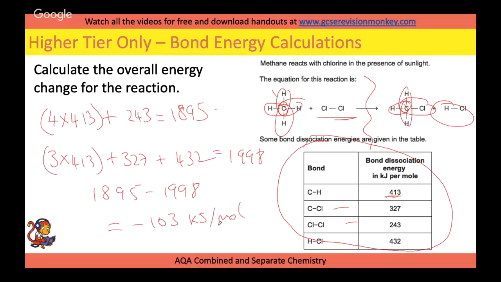Okay, so 4 or 5 marks for these questions. That negative sign here tells us that it is an exothermic reaction. If it's positive, it's endo. If it's negative, it's exo.